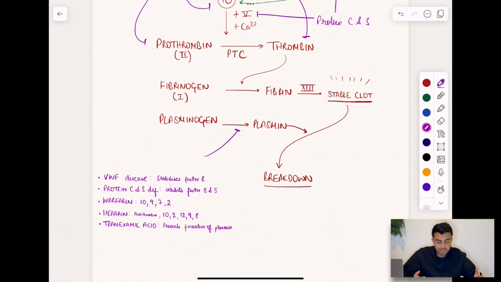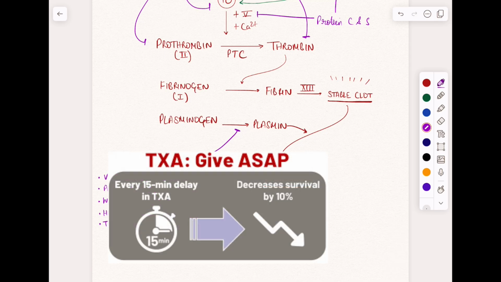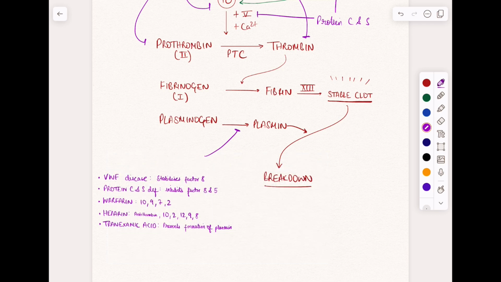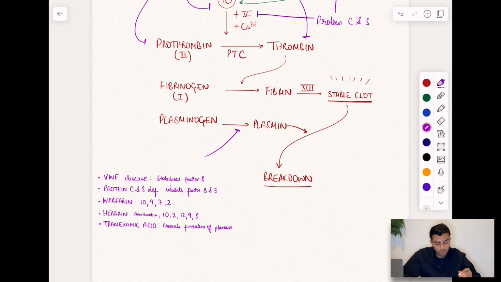Lastly, tranexamic acid. Tranexamic acid is a drug that's given to patients in operations to prevent bleeding. It's also given to trauma patients who come in with hemorrhages and prevents them from losing a lot of blood by promoting clotting. And this works by preventing the conversion of plasminogen to plasmin, and therefore stabilizes the clot for a lot longer and prevents patients from losing a lot of blood.